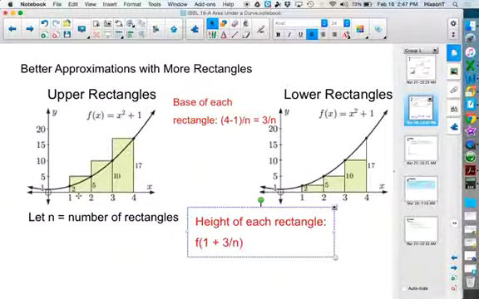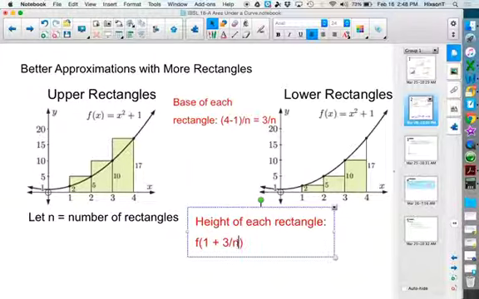Now, that's only going to give me how tall the first rectangle is, right? How would I get the next one? How tall the next one is? Okay, I could do 2 plus 3 over n if I'm starting here at 2, but I've got to start from 1 plus 3 over n and do another plus 3 over n, right? And then to get to the next one, I've got to do another plus 3 over n.